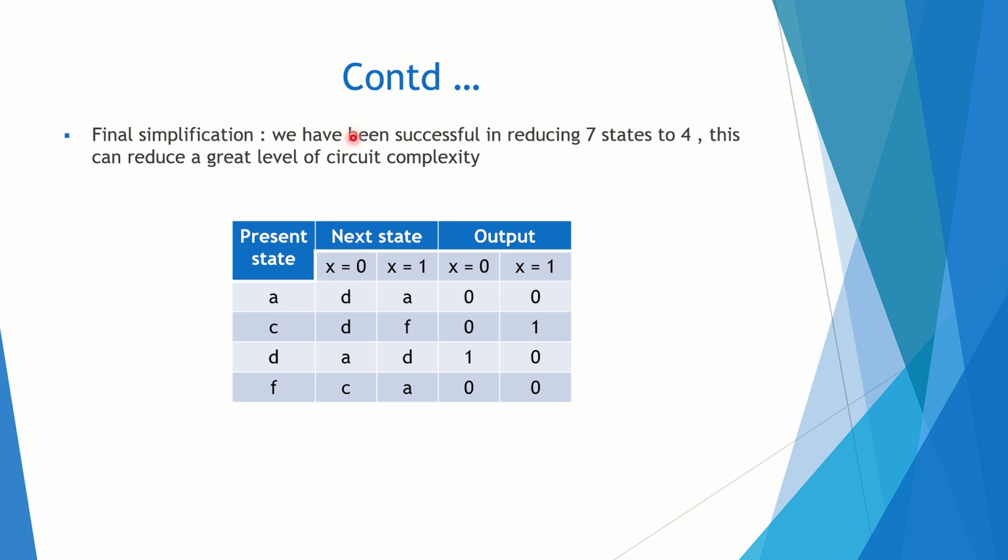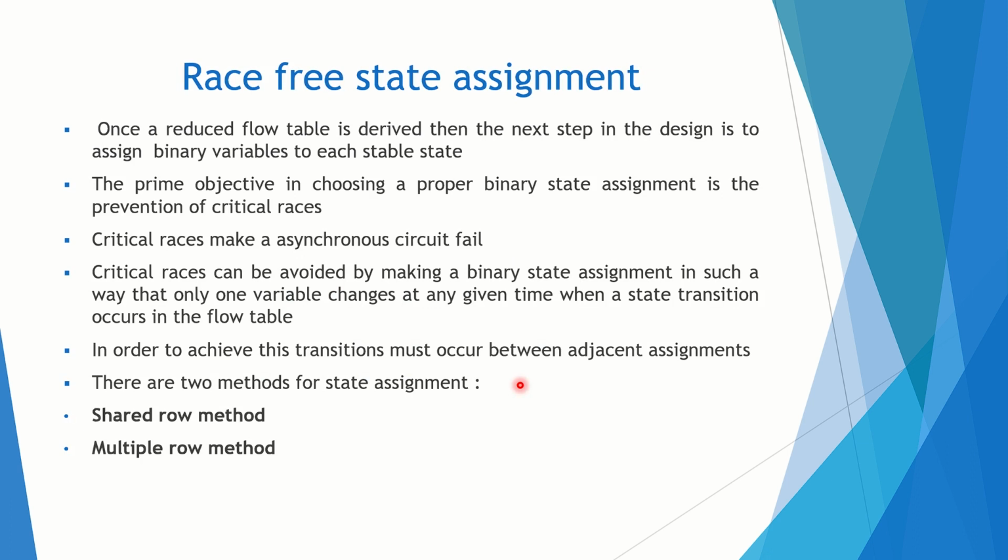In the final simplification, we have been successful in reducing 7 states to 4. This can reduce circuit complexity to a great level, as we can reduce many gates and latches. So this is the reduced state table.